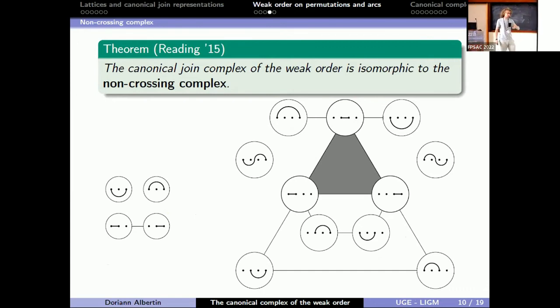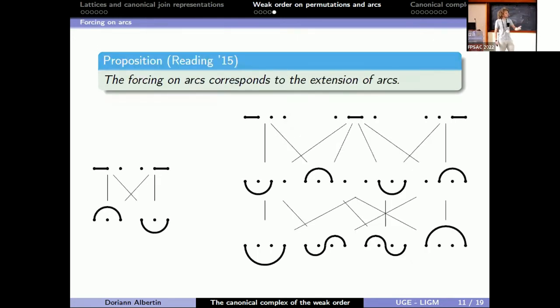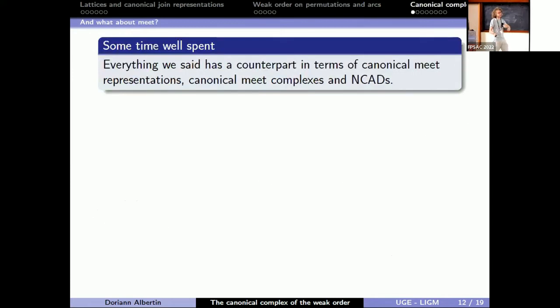One other powerful combinatorial structure underlying arcs resides in the forcing order of the right-weak order. Remember, this is an order on the join irreducible elements, and in this case, it just corresponds to the extensions of arcs. All right. Now, I just want to save some time and say in one slide just as much as I've said so far, by saying that everything is still true if I replace joins by meets and flip some things everywhere. So everything has a counterpart.